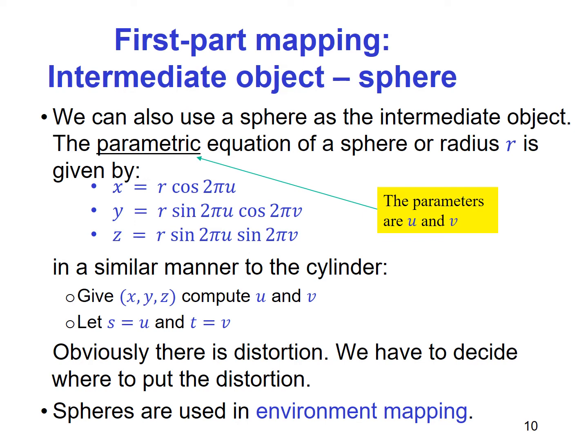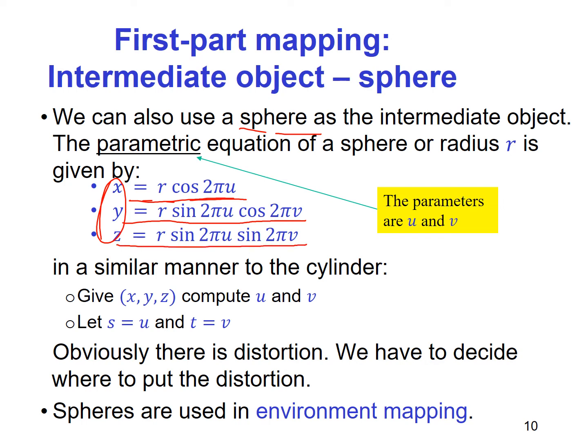We can also use a sphere as an intermediate object for mapping textures. The parametric equations of a sphere are given here. We have x is equal to r cos 2 pi u, y is equal to r sin 2 pi u multiplied by cos 2 pi v, and z is equal to r sin 2 pi u sin 2 pi v.